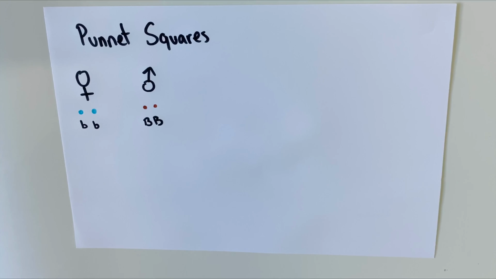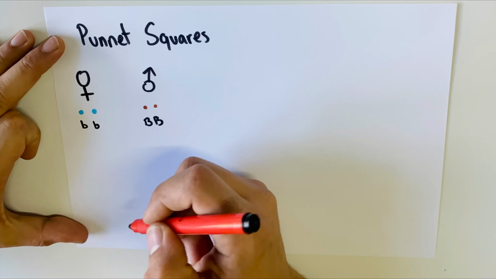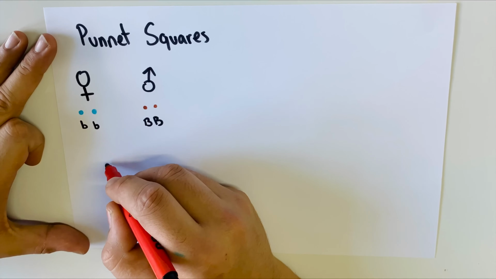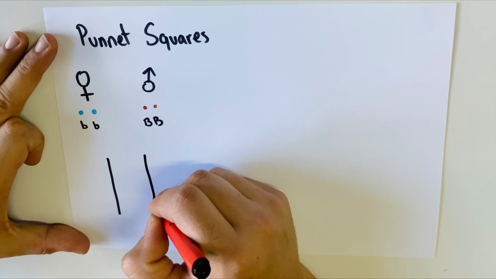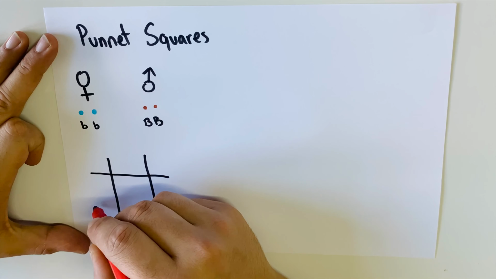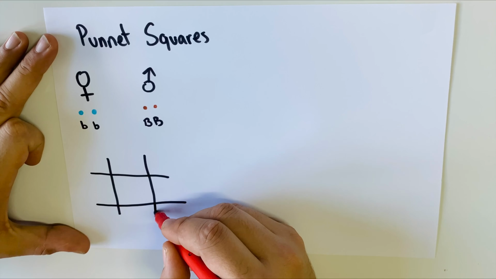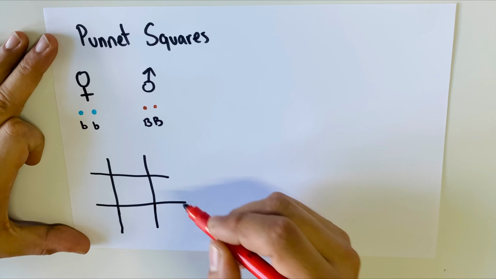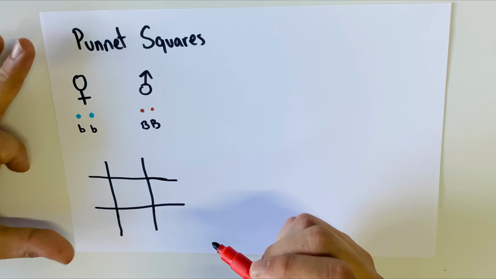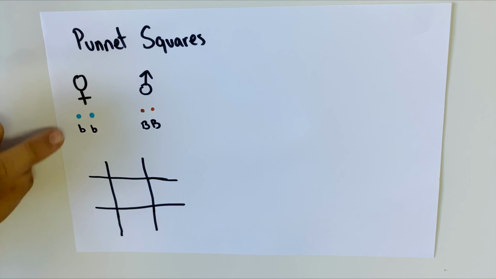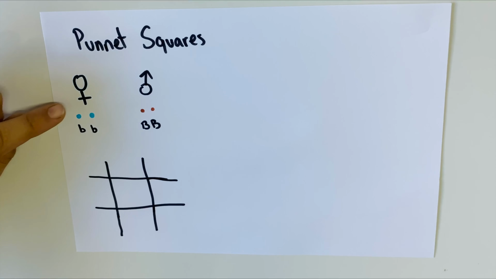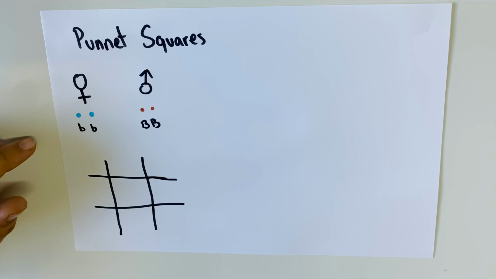So to draw a Punnet square is very simple. What we do is we draw a grid, 2 lines down and then 2 lines across like this, and then we can use this to help us work out what the possibility of offspring are going to be from these two parents.